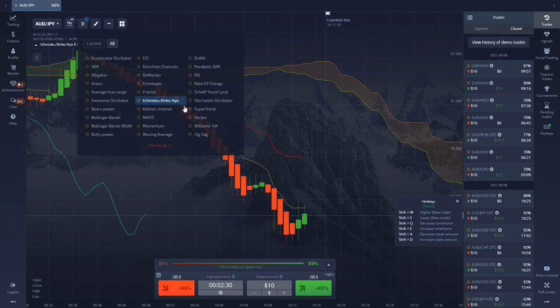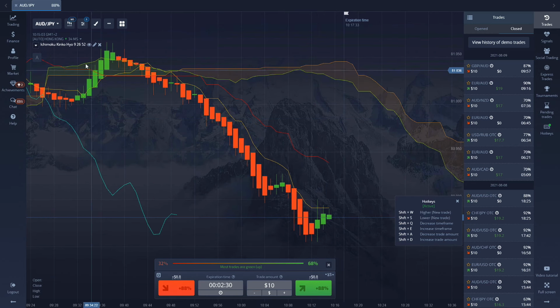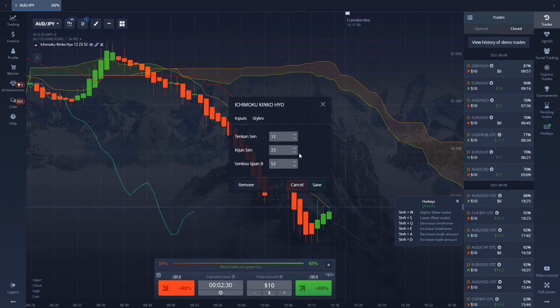Then the Ichimoku. In the chart you can see the lines scattered around the chart. We are going to set its parameters in the indicator settings tab. So, let us set the Tenkan-sen to 12, the Kijun-sen to 23, and the Senkou Span B to 45.